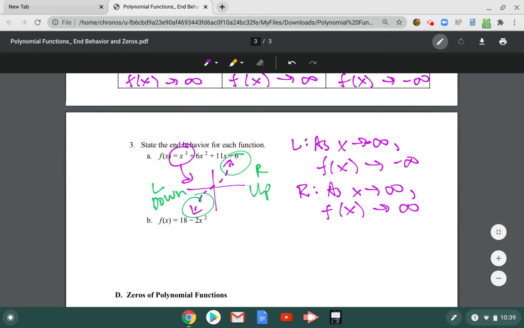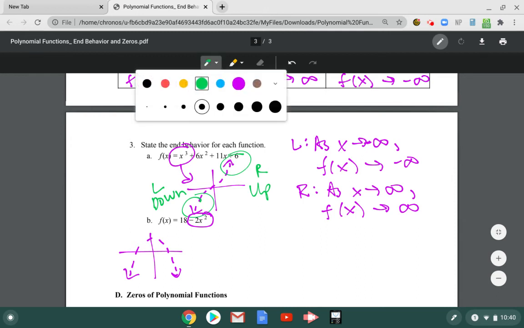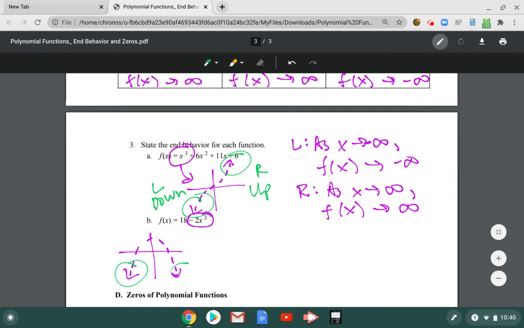Okay, part B. I don't care about the rest of this function. I only care about the negative and the x squared. So I know that whatever this function happens to be doing, it's going to look like a reflected parabola on the ends. So we can quickly label our end behavior here with words. On the left, it's down, and on the right, it's down.